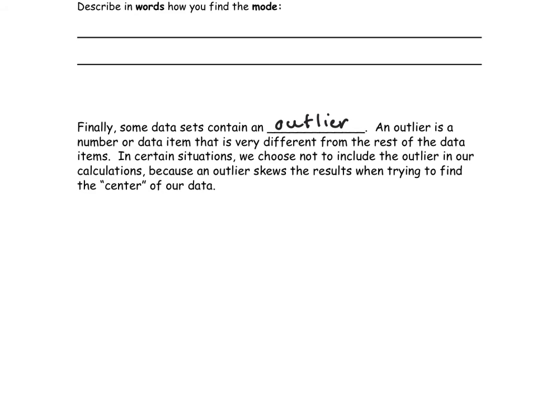And I've heard one or two teachers refer to this as an outlaw. If you think about it being an outlaw, it's not like the others. And it would be a number or a piece of data that's included in a set that's very different from the rest. So let's refer back to data set B on this same page.